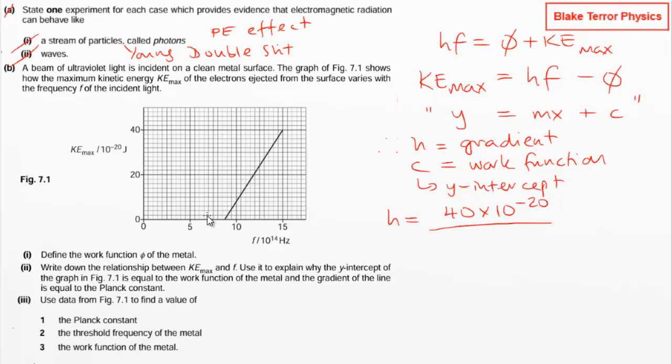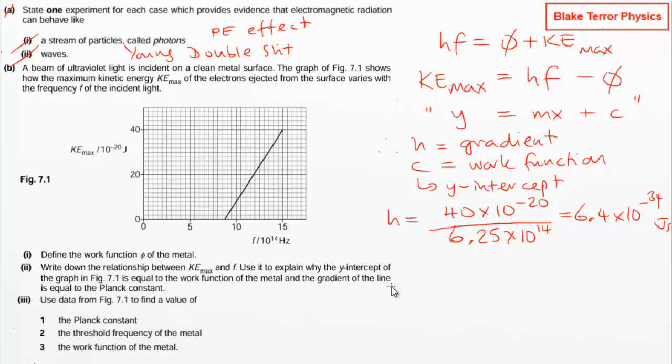Our change in x, oh good lord, right, what have we got here? So that is the 2 squares to 1, isn't it? So that's 6 1/4 of whatever units we've got. So 6.25 times 10 to the 14. Okay, so that's getting us to minus 34, which is what we want, which is coming out at 6.4 times 10 to the minus 34 joules seconds. So that's not a million miles away from our Planck constant, so that's good.